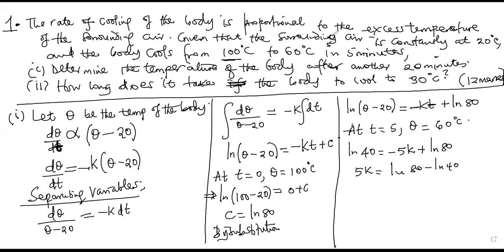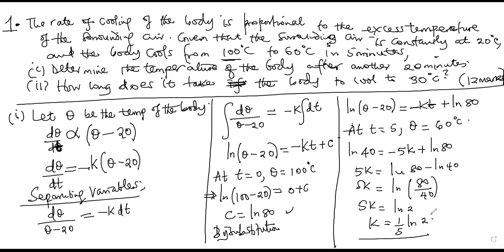But remember, I always tell you that ln has the properties of logarithms. So 5k is equal to ln(80 divided by 40). Since we are subtracting, we shall divide. So 5k is equal to ln 2, and therefore k is equal to 1 over 5 ln 2. We shall divide by 5, so it is 1 over 5 ln 2. Now, I've already gotten k, I've already gotten c, so I substitute my value of k into this, so that the only unknowns I see are theta and t.